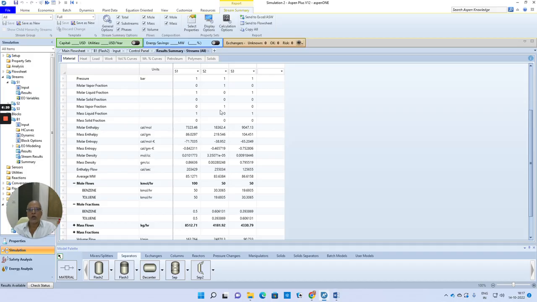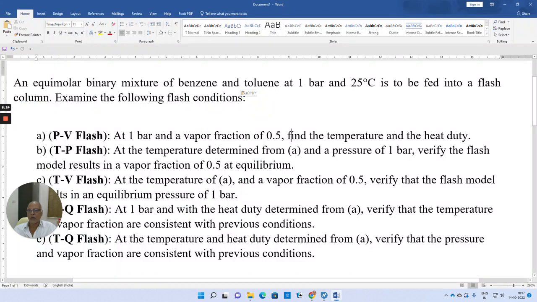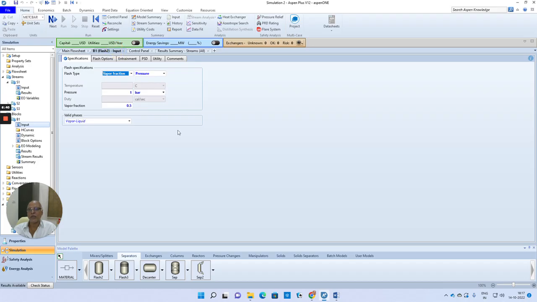Now from this, we know the temperature. Let me see what is the second. So already we know the pressure is 1 bar. Now the temperature has been calculated from the first part, right? Which is 95.3997. Let me copy this value and go back and adjust the input for the flash column.